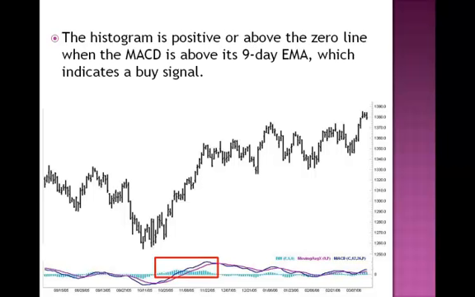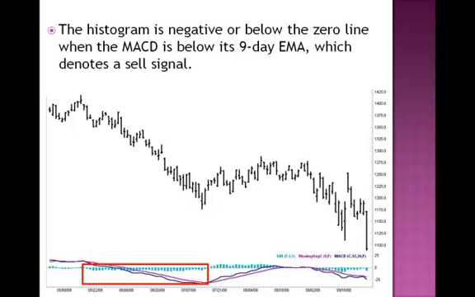When the MACD is above its 9-day EMA, the histogram is positive or above the zero line, which indicates that the market is bullish. When the MACD is below its 9-day EMA, the histogram is negative or below the zero line, which denotes a sell signal.